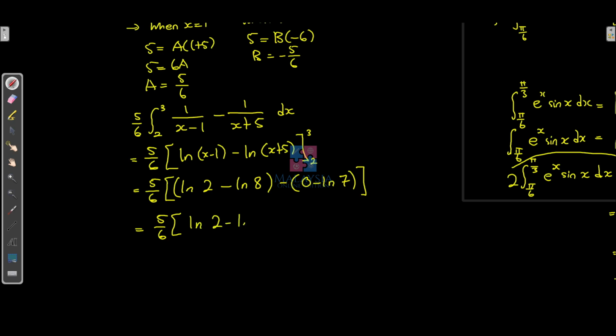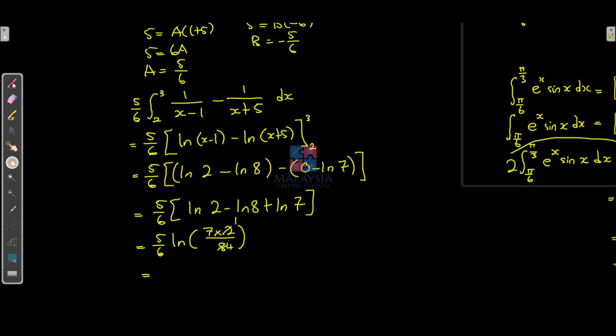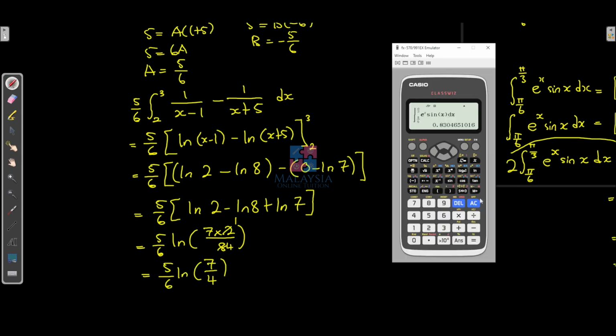So ln 2 minus ln 8 plus ln 7. So what is this? 5 over 6 ln of 7 times 2 over 8. So cancel: this is 1, this is 4. So the exact value answer for this integration is going to be 5 over 6 ln of 7 over 4. So let's check the answer now, okay? All right, so 5 over 6 ln of 7 over 4.